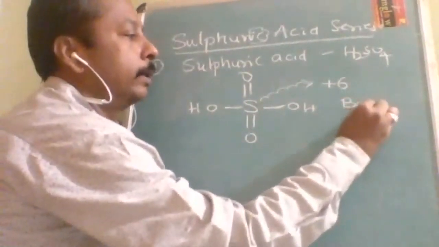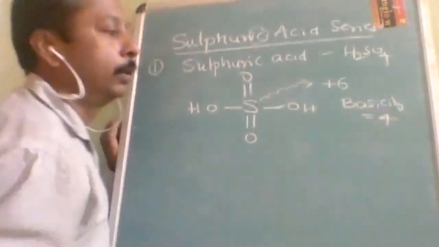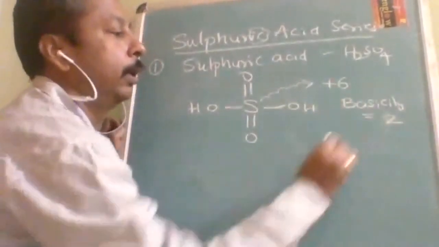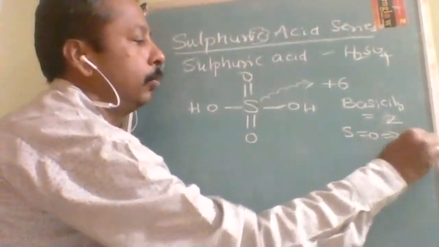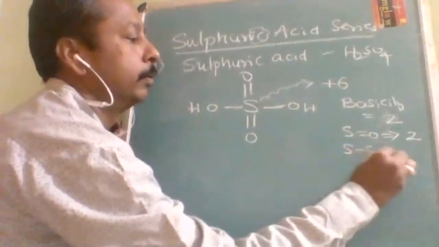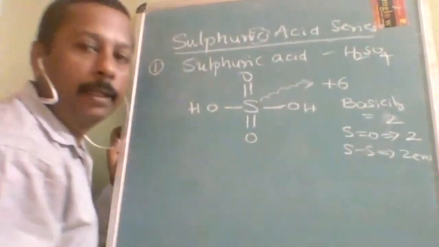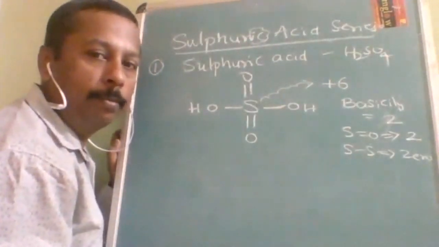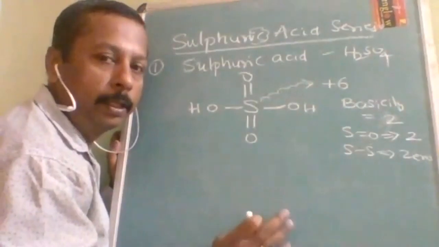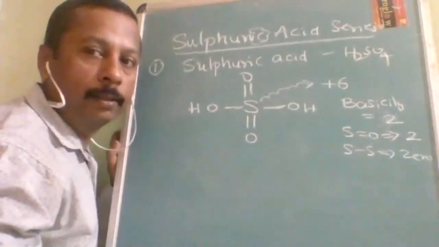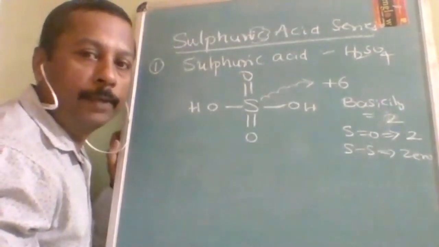Okay, basicity is 2. Okay, and the number of S double bond O linkages is 2. The number of S and S bonds is 0. Okay, like that you should research every molecule, because questions come in which way? Number of OH, integer type. Okay, like that there can be different types.